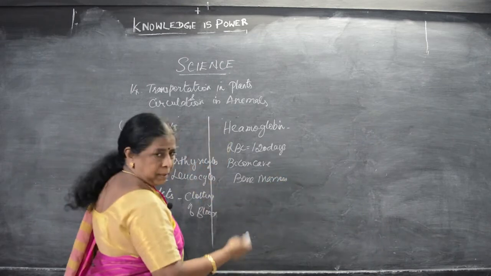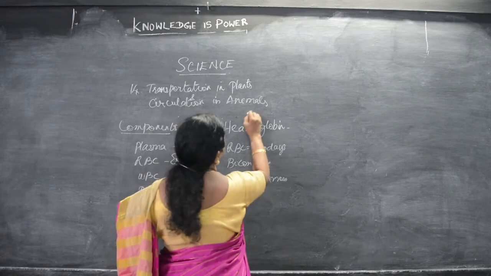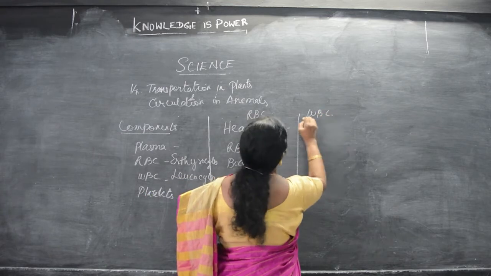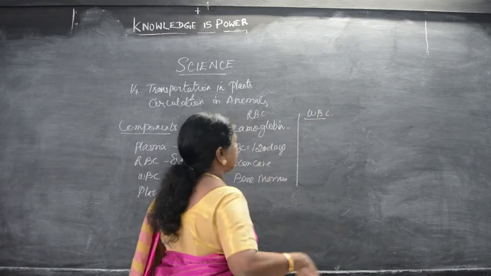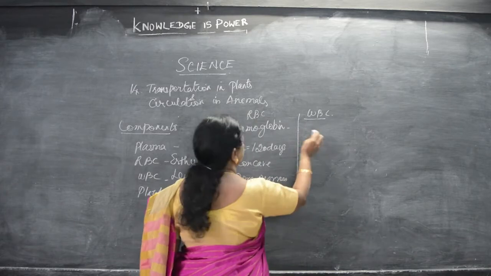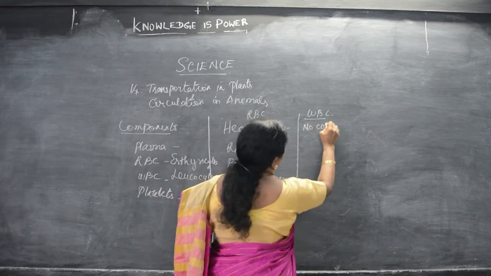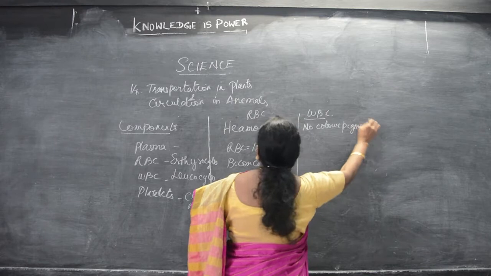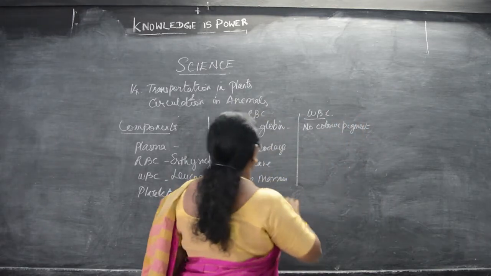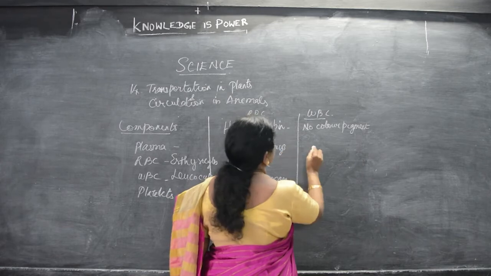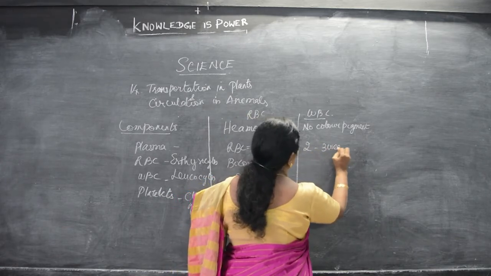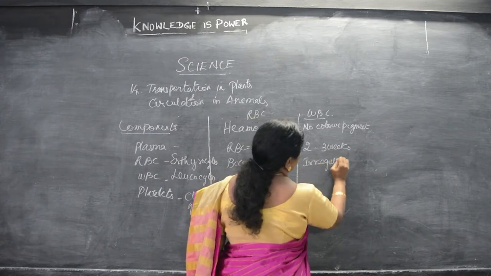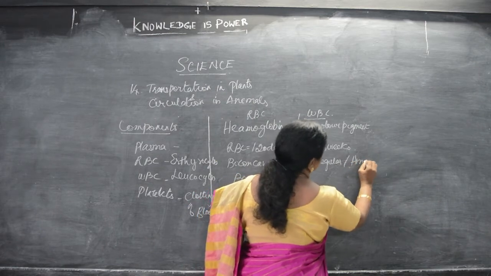This I said already, let me recall again. This is RBC and WBC. There is no color pigment, so it is colorless. No color pigment in that. Even though there is no color pigment, it helps in body protection. Its lifespan is 2 to 3 weeks. It has an irregular shape. It shows a movement, that is amoeboid movement.